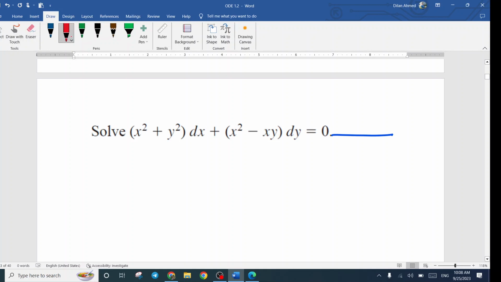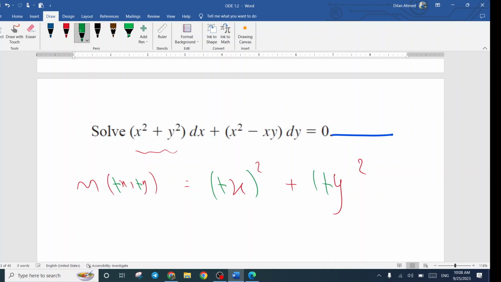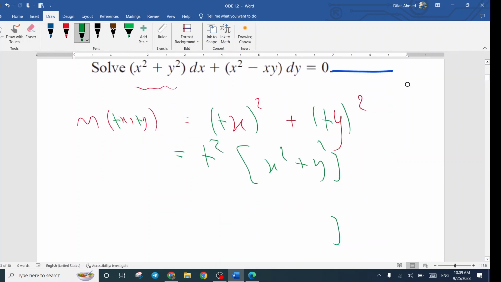Look, M is equal to x squared plus y squared. So I'm going to test the homogeneity. Putting t, I'll get what? t squared, x squared plus y squared. Okay. Now let me also check N. Is N homogeneous or not?